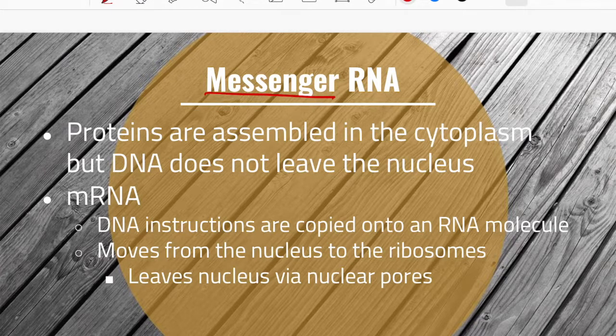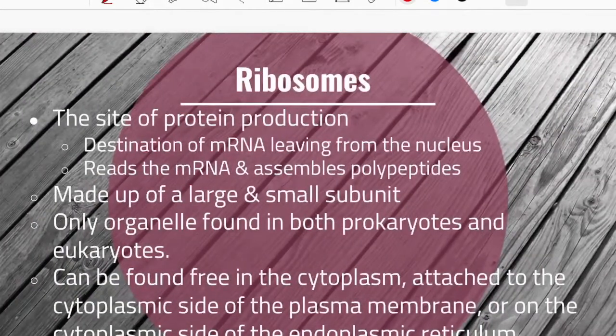And the messenger RNA leaves the nucleus and moves to the ribosomes so that protein synthesis can occur. Now at ribosomes, you have protein production. So we are finally making proteins. That is the function of ribosomes. It's the site of protein production. Made up of two subunits, large and small. So you have a small subunit, and then a large subunit is kind of attached to it. It's the only organelle found in both prokaryotes and eukaryotes.